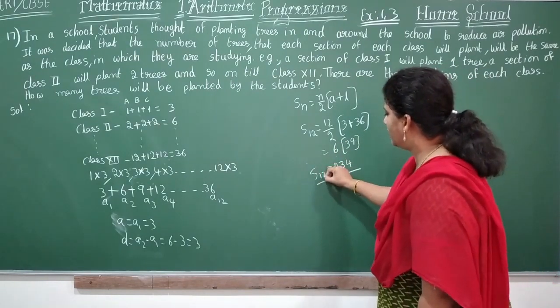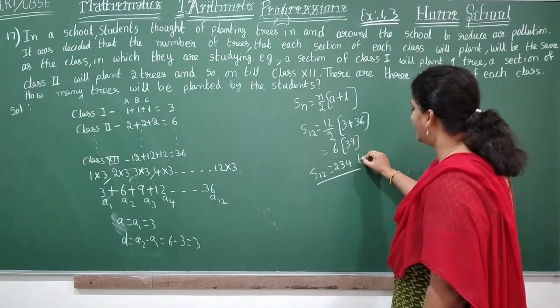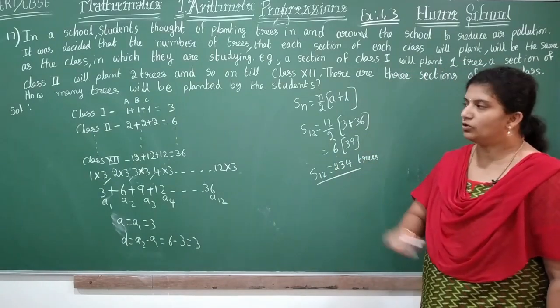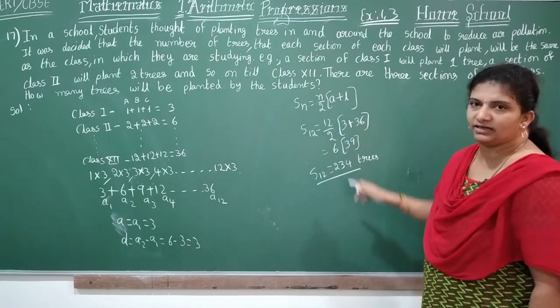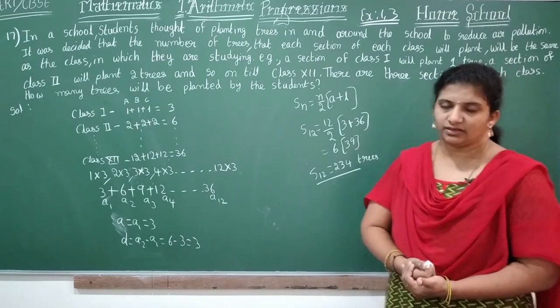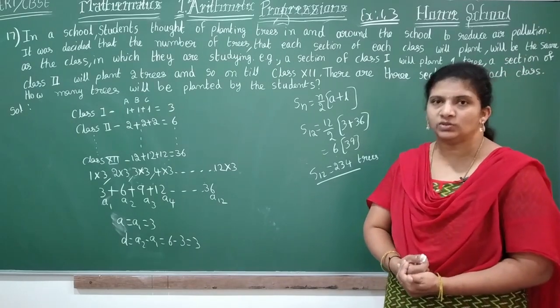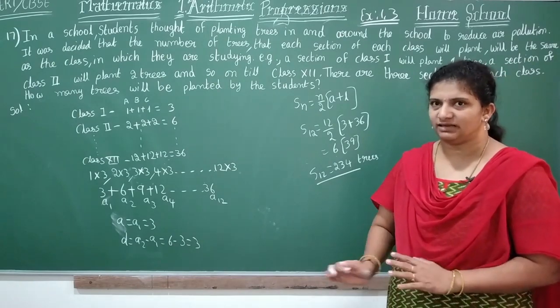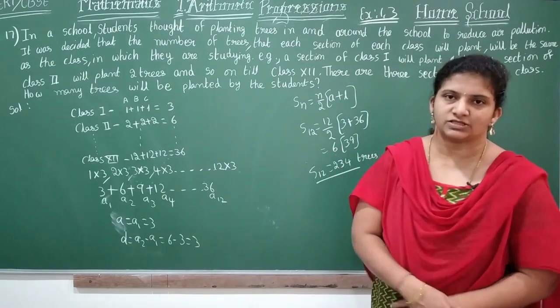Therefore, 234 trees are planted here. Total number of trees planted: there are 234 trees planted by the school children in order to reduce air pollution. Okay, is this clear? I hope it is understood, children.